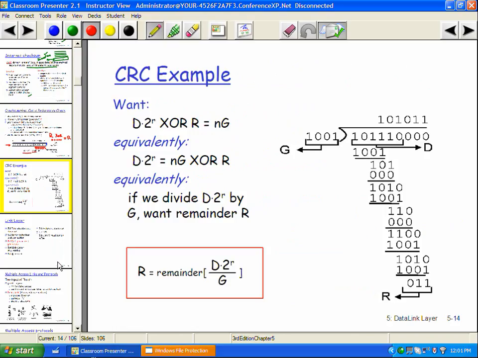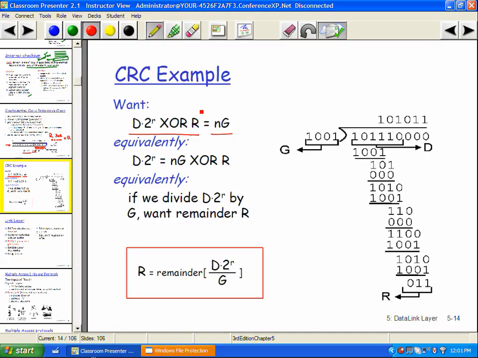So the number that we came up with was D times 2 to the power R XOR R, okay? And what we said was that this number should be divisible by G. This is same as saying it's N times G, right? Something is divisible by G, some integer, some constant multiplied by G has to be that number. So this is basically not the complete details of the mathematics, but to give you an idea. So let's try to develop this further.